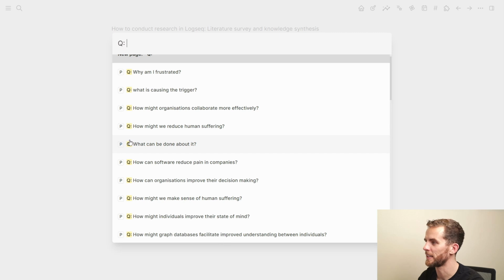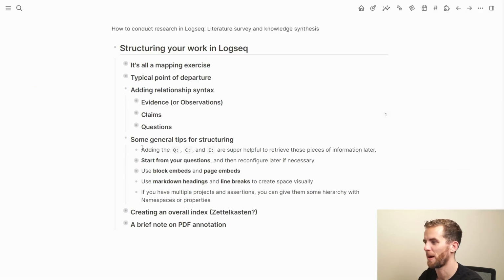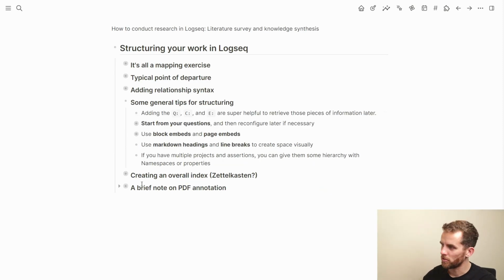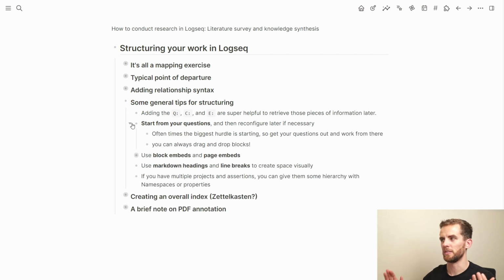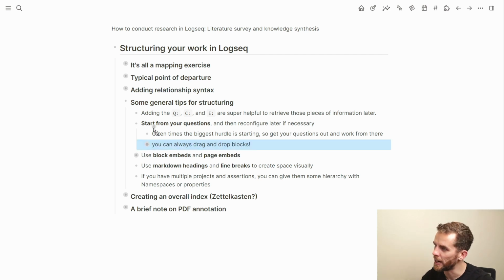These aren't my Zettelkasten claims, but I'm just interested to see what is coming up here. Yeah, that's safe. If you don't know where to start, form your questions and then reconfigure later if necessary. Often starting is just the biggest hurdle. So you just need to get your questions out there and start working, and you can always reshuffle later. That's the beauty of these blocks. You can drag and drop them.